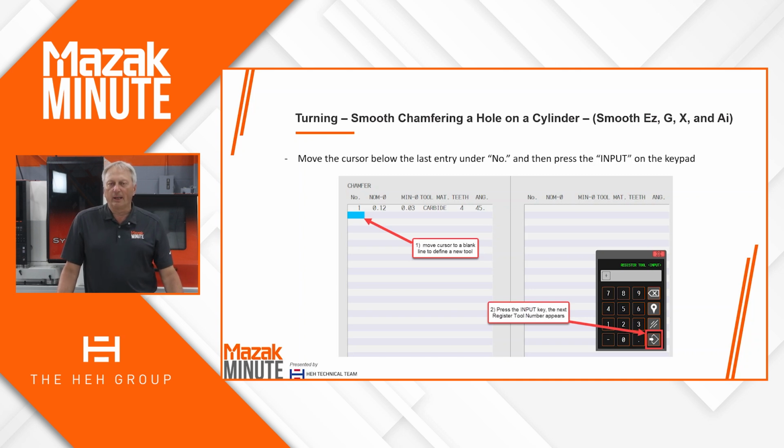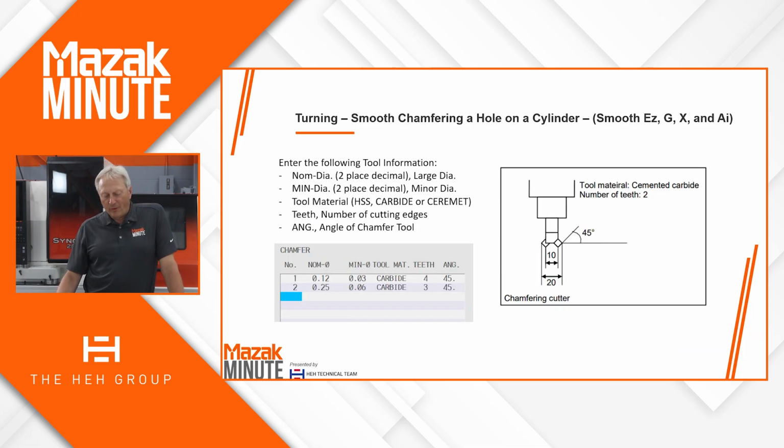You're then going to go over and hit input on the keypad, and this will enter a number 2, or the next sequence number of the library. From there, there's going to be a couple topics that we need to answer. The first one is nominal diameter. If you're in inch mode, which most of the machines in the US have, it's going to be a 2-place decimal. If your machine's configured in metric, it would be a 1 decimal.